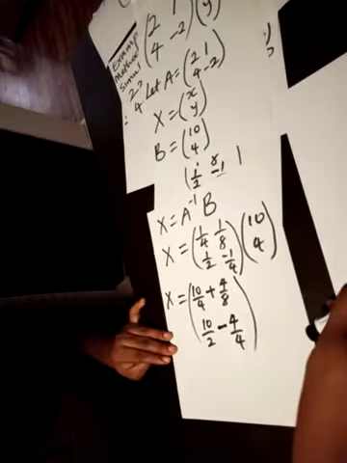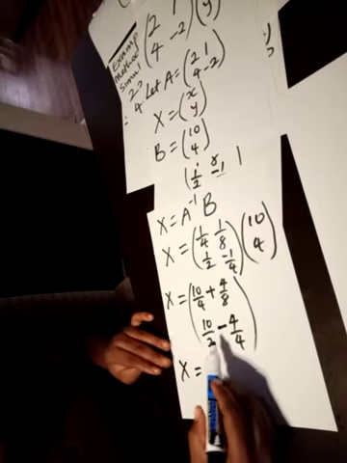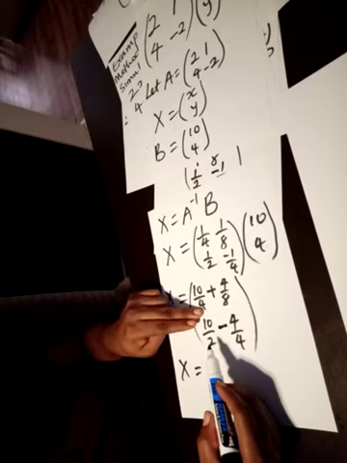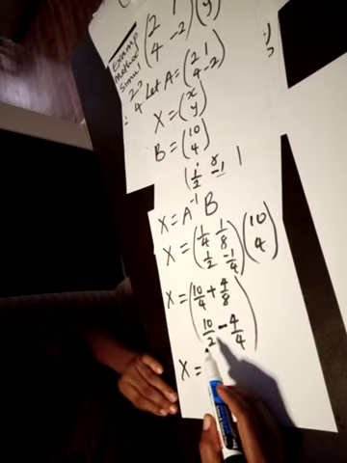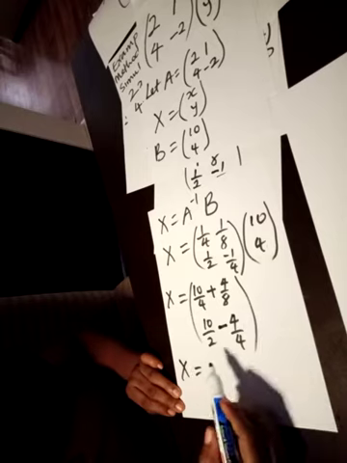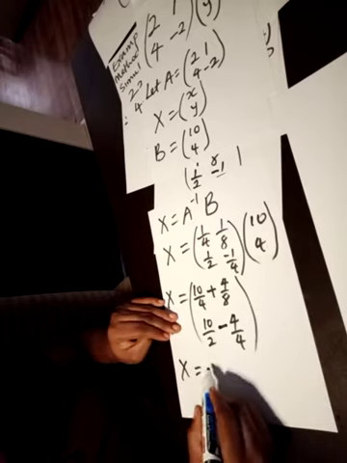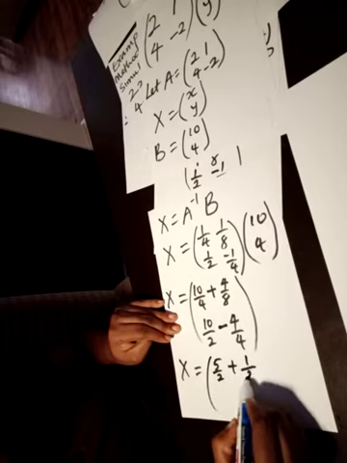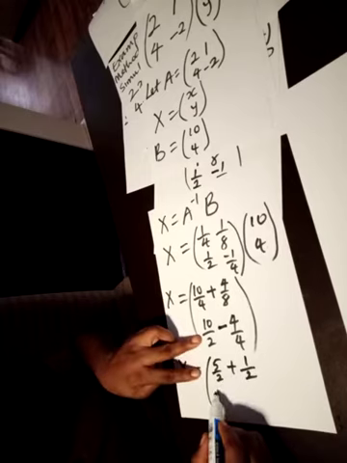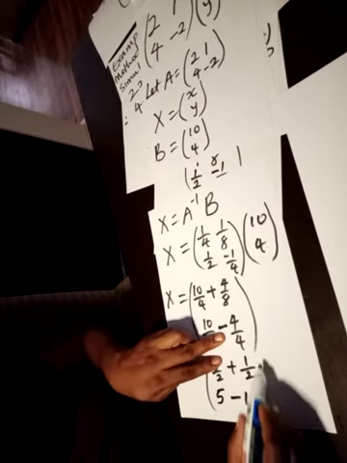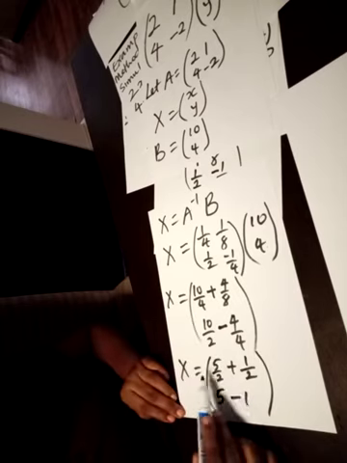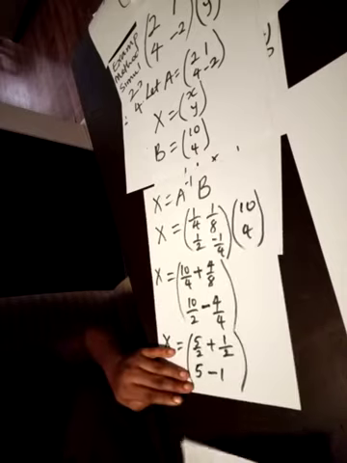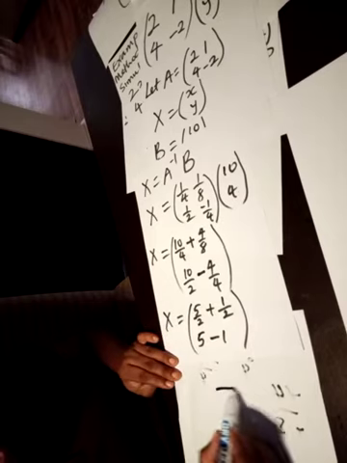Let's work it out. The fraction now becomes x is what? 10 all over 4 will give me 5 all over 2 plus 1 all over 2. If I cut it, then this will give me 5 minus 1. So the next thing, I'm going to solve this fraction here. 5 over 2 plus half. What's that giving me? So the LCM is 2.